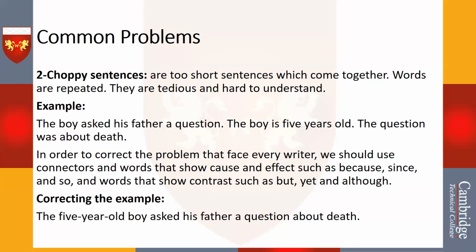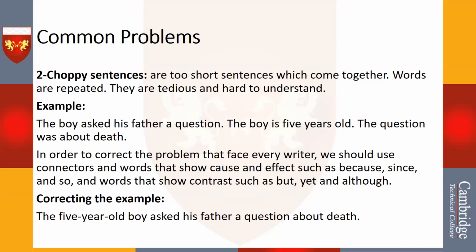And the third one, the question was about death. So we have two short sentences and too many repeated words. In order to correct the problem that faces every writer, we should use connectors. Connectors, for example, because, that, so. And words that show cause and effect, such as because, since, so, and words that show contrast, such as but, yet, and although. So let's correct the example.